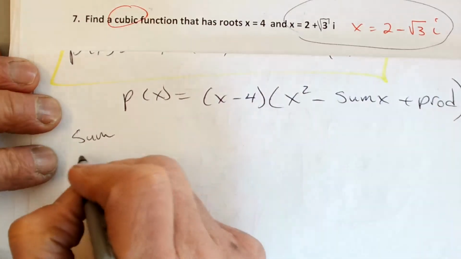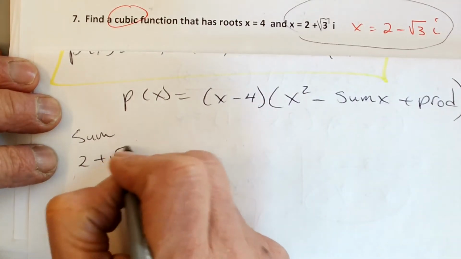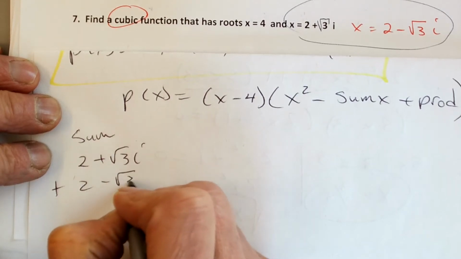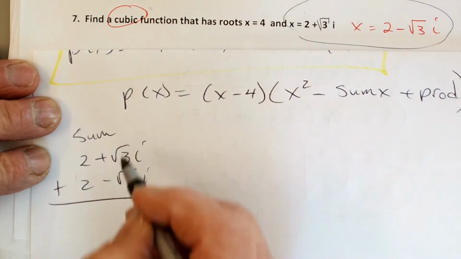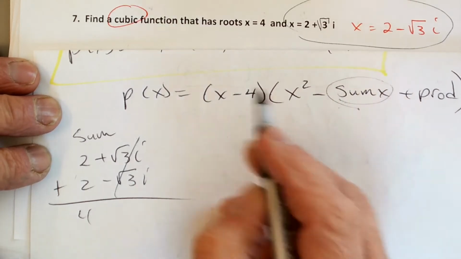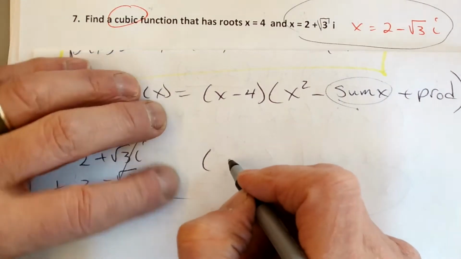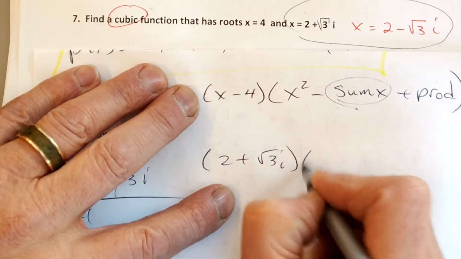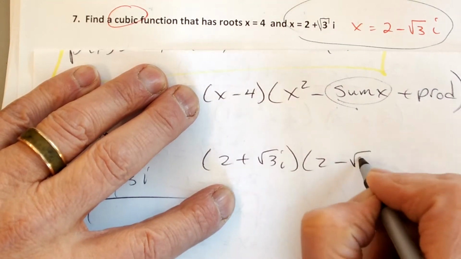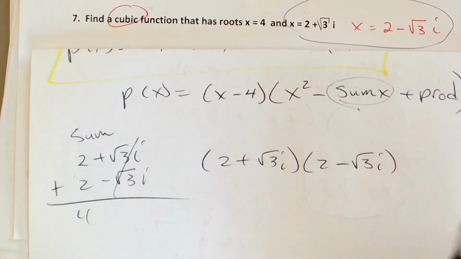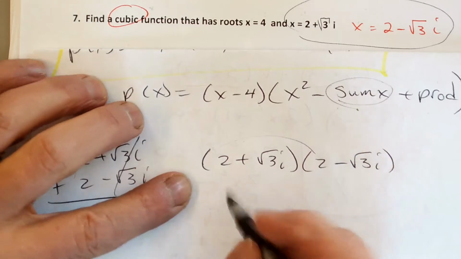Sum of the roots, I'll have 2 plus square root of 3i and add it to 2 minus the square root of 3i, right? That's 4. So I'm going to put a 4 right here, okay? Put the 4 there. And then the product, we're going to go 2 plus the square root of 3i times 2 minus the square root of 3i, because it says product, right? Product means multiply.